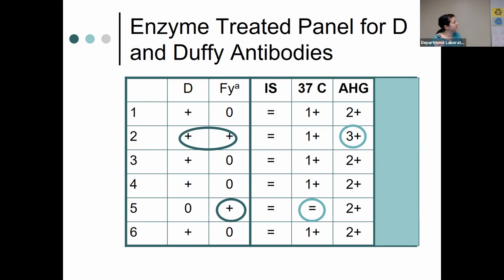All right, so let's take a look at an example. This is an abbreviated panel. Of course, it's not the full panel, but just to let you know. So here we're only looking at anti-D, which is in our RH family, right? And we're also looking at Duffy A, all right?